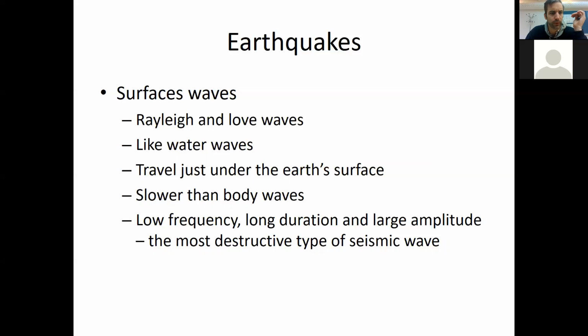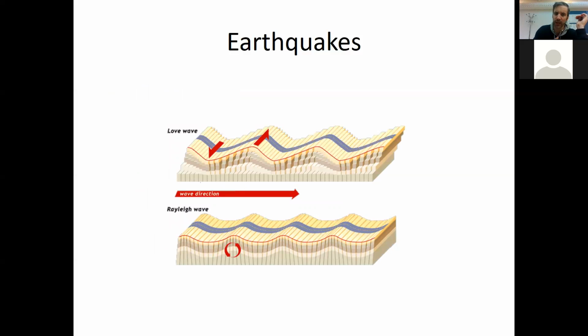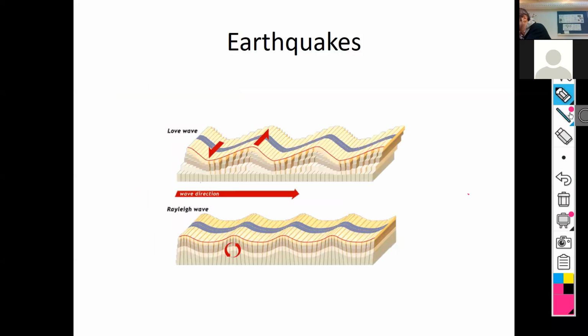Here's an image of what they look like. So we have the Rayleigh wave down below, which is like the waves in the ocean. So a particle in the soil here will move in circles, right? It will go a little bit to the left and then down and then back up and move in circles like that. So of course the material is not moving, it's just the wave that is moving.